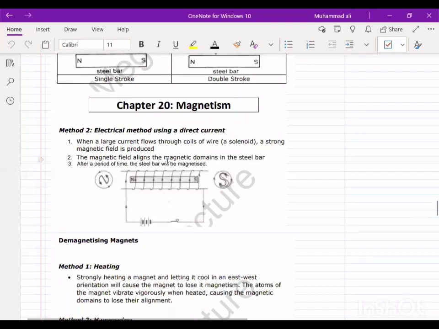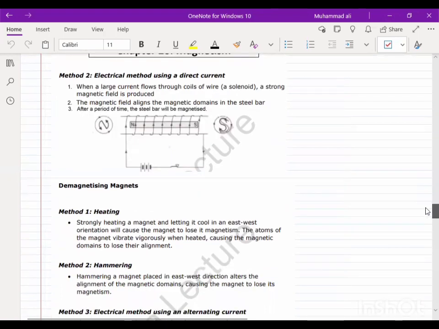Because it consists of magnetic domains, and magnetic domains are tiny atomic magnets inside a material. If those atomic magnets are aligned, it means the material has converted itself to a magnet. So this is the idea they're talking about here on the microscopic level.